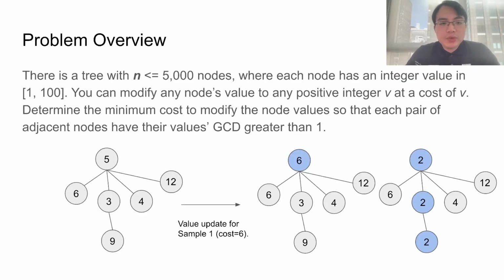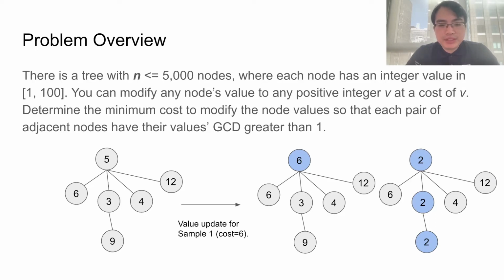In this problem, we have a tree of up to 5,000 nodes. Each node has an integer value between 1 and 100. You can modify any node's value to any positive integer of your choice. If you modify a node value to v, you will pay a cost of v. We'd like to determine the minimum total cost to modify the node values so that each pair of adjacent tree nodes have their values' GCD greater than 1.